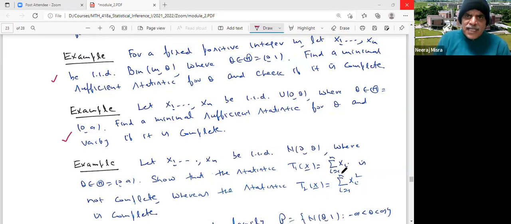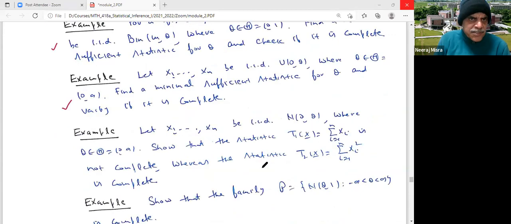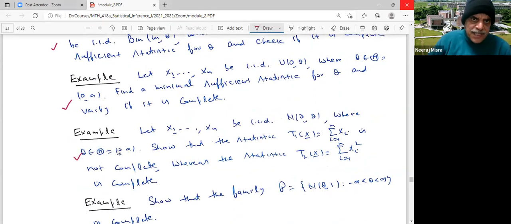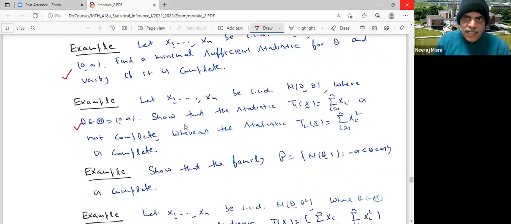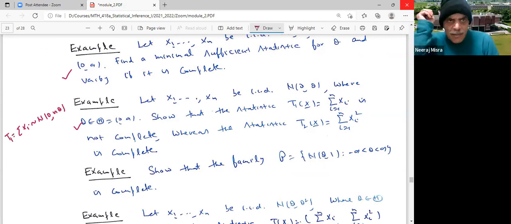Now, let X1, X2, ..., Xn be normal (0, theta), where theta belongs to (0, infinity), because theta is a variance, so variance has to be positive. That is why theta takes values in 0 to infinity. So T1(X) equal to summation Xi is not complete. That is very clear because you can just see that summation Xi has normal (0, n theta). So let me call this T1. But to show that it is not complete, what do I have to show?